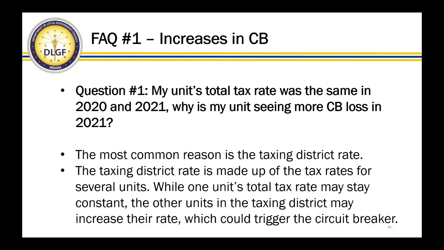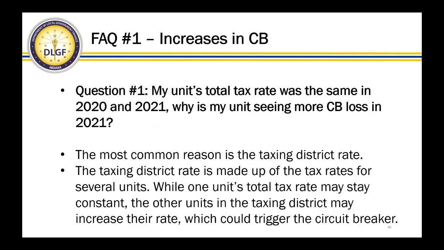One of the questions that we get pretty regularly as it relates to circuit breaker is, in this scenario, I have the exact same tax rate that I had last year. So why am I seeing more circuit breaker loss than I saw in the prior year? While you are adopting your budgets, the circuit breaker is calculated using that taxing district rate. And so while your rate may have stayed the same, we need to take a look at all the various taxing district rates that you're associated with. Another unit's increase may be what's driving the increase in circuit breaker losses.